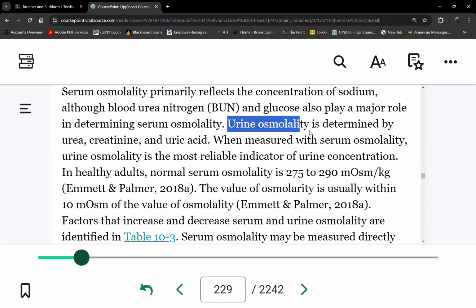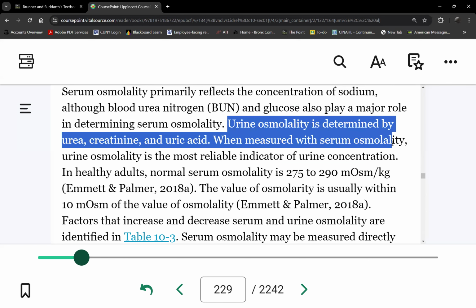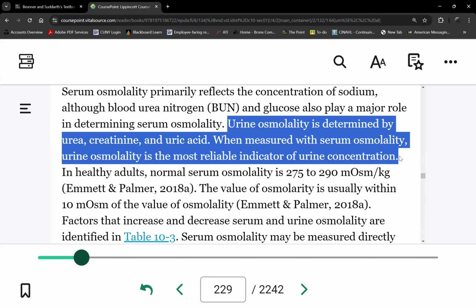Okay, start here, Mr. Valadares. Urine osmolality is determined by urea, creatinine, and uric acid. When measured with serum osmolality, urine osmolality is the most reliable indicator of urine concentration. Any question about these statements?